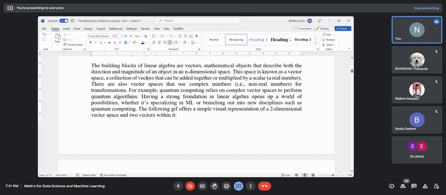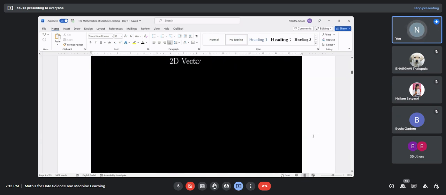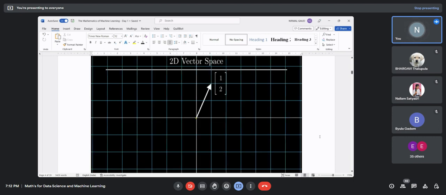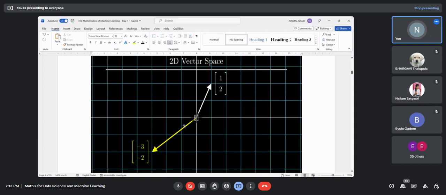It has very many applications. Quantum computing requires vector spaces, and machine learning and its associates obviously require vector notations. Here it is, you can check it out. This is a 2D vector space. Here (1, 2) is a vector. If I represent this (1, 2) in a vector space, this is how you can represent it. Here (1, 2) is represented in a vector space. Similarly, (-3, -2). So you understand the coordinate system.